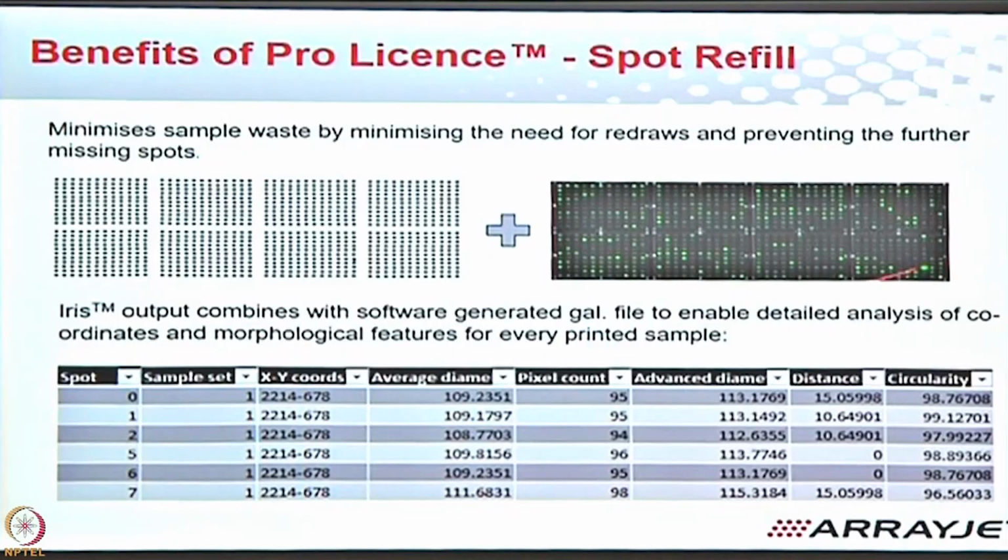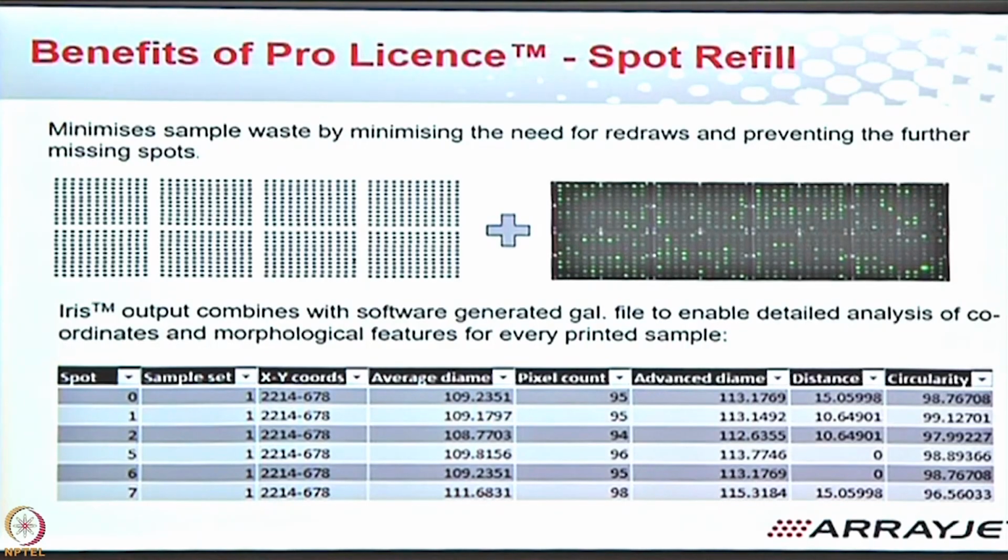This is the GAL file reading. This is what happens when you have the pro license, which is able to show you where you've missed your spot or where things have gone wrong, and it has corrected it for you. And this is where your data file goes and merges on top of your sample file to give you your data set.